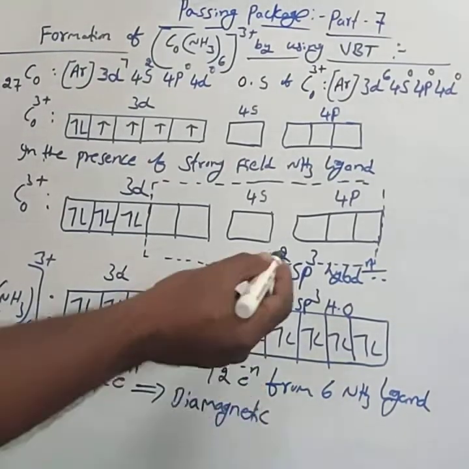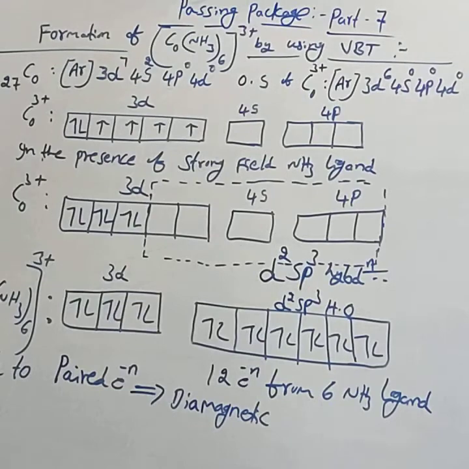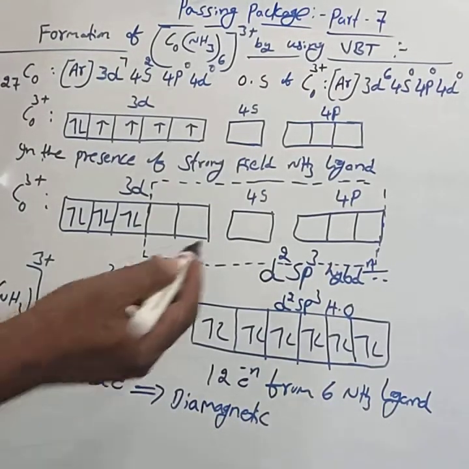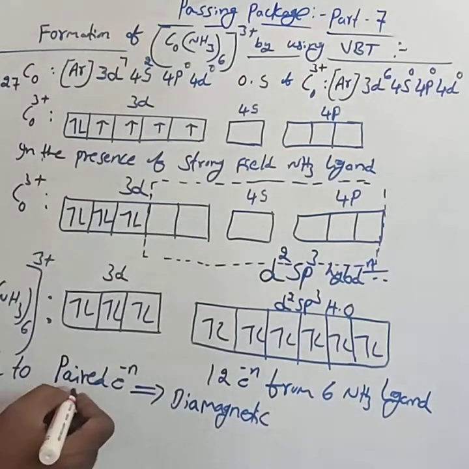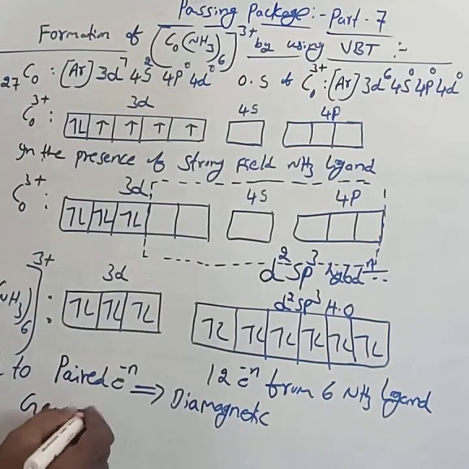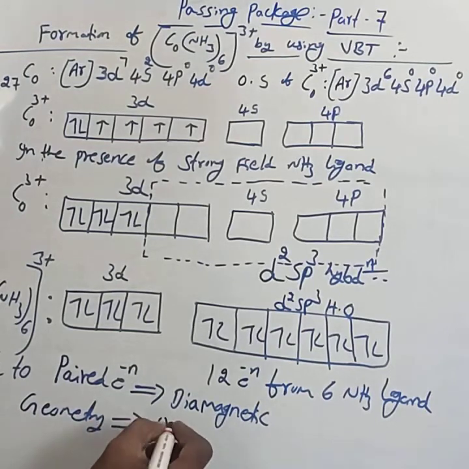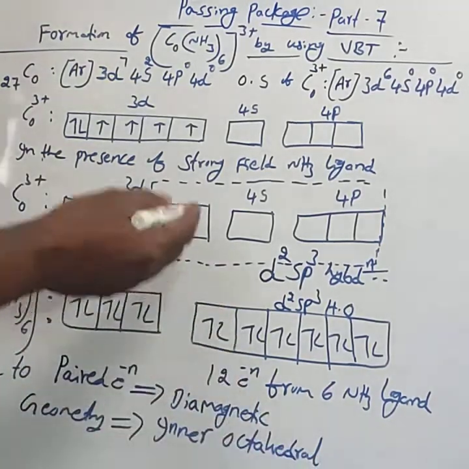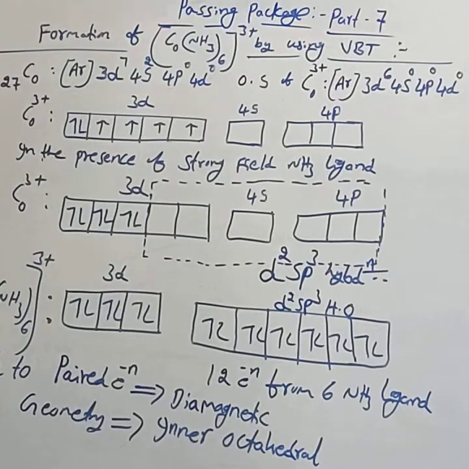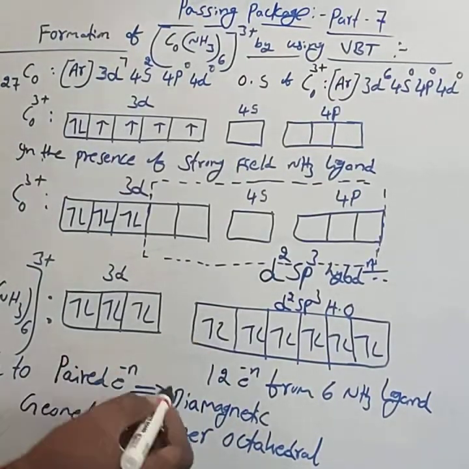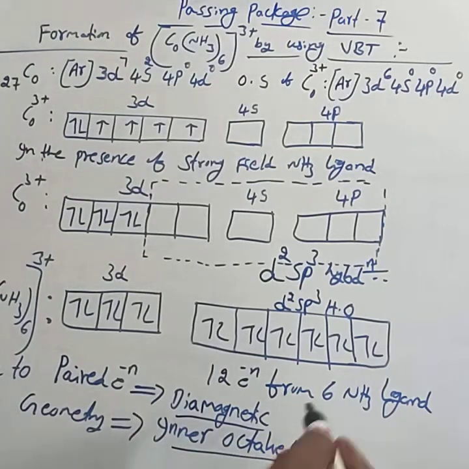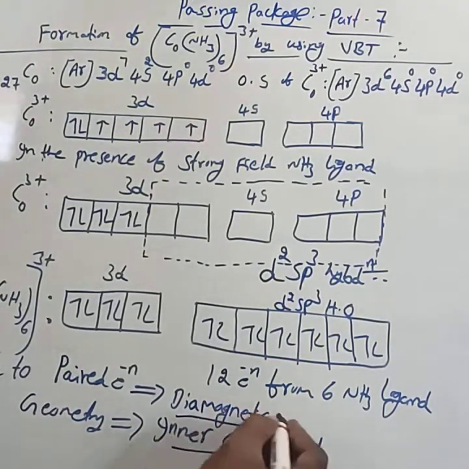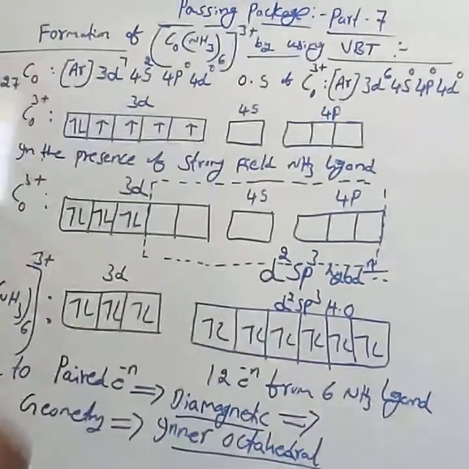Then the hybridization is d2sp3. According to d2sp3 hybridization, the inner d orbital is involved. Then the geometry of the complex is inner octahedral. Due to the inner 3d orbital being involved, it is an inner octahedral geometry. This is about the magnetic nature and geometry. It is diamagnetic due to the presence of paired electrons.